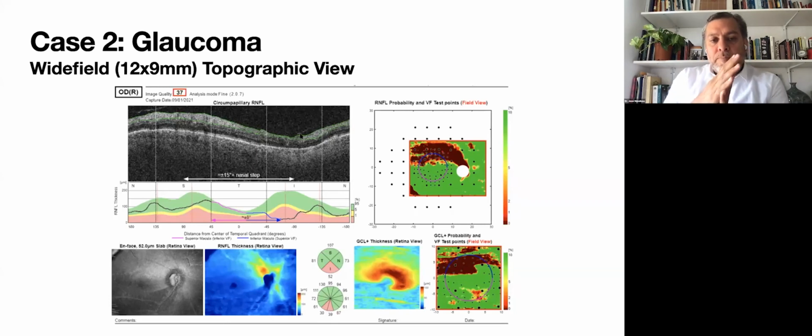we could see that here is the part that is really being a lot of thinning in this area. This is the inferior part, and this is where the damage is.